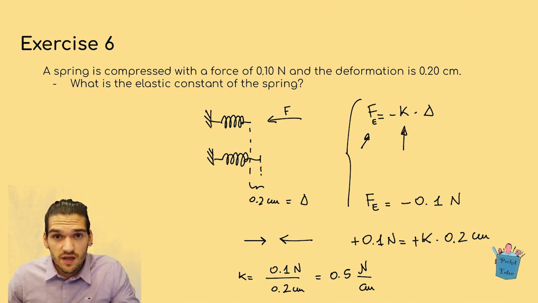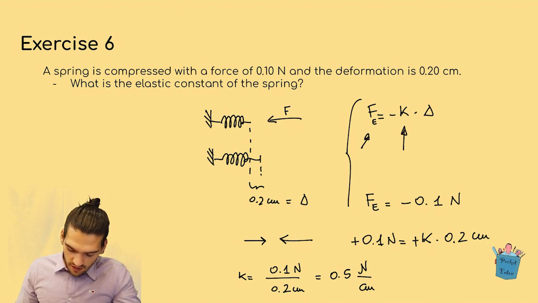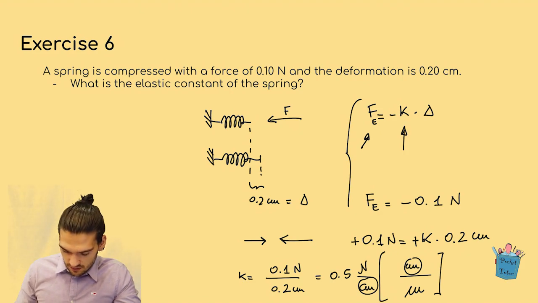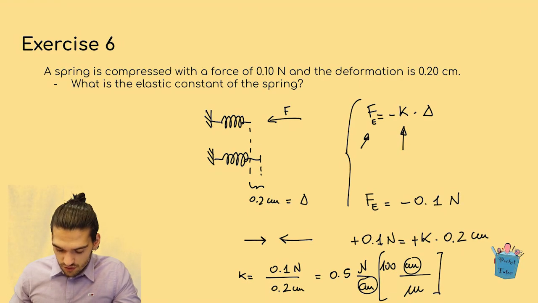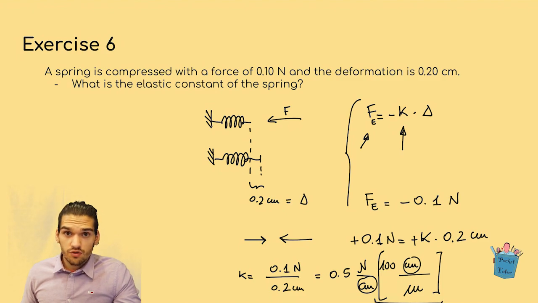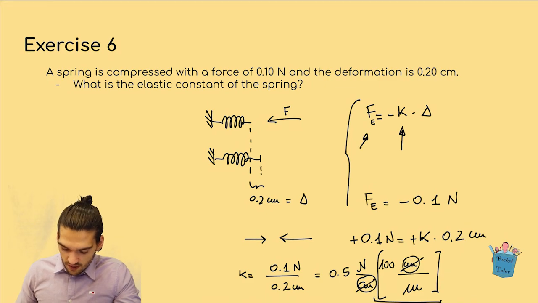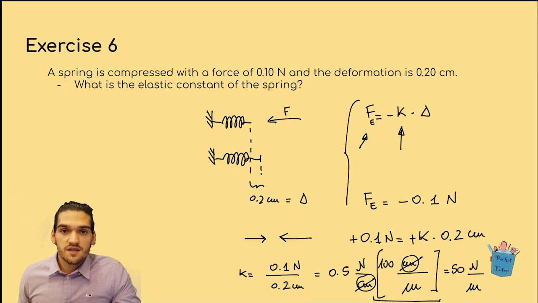So we need to convert centimeters into meters. To do the conversion is quite simple. I just use this simple method. I write centimeters, that is the one that I want to simplify. I divide by meter, and I want to make this quantity equal to 1. So I will just multiply the numerator by 100, because you can see that 100 centimeters is equal to 1 meter. So this quantity in the square bracket is equal to 1, so the result doesn't change. Now I can simplify centimeter, and this is equal to 50 newtons over meter. And this is our solution.